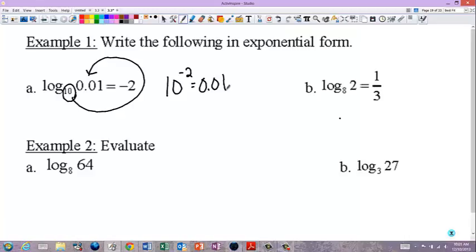Okay, unpause. Start with the 8. Whoosh, 8 to the 1/3 equals 2, and that's done. It's in exponential form. I don't need to do anything else.